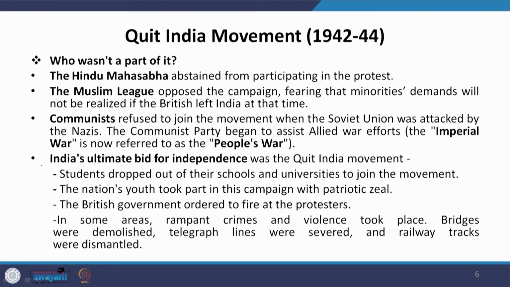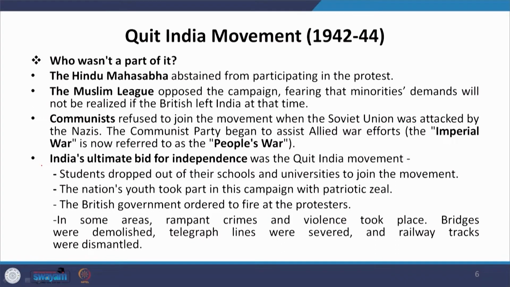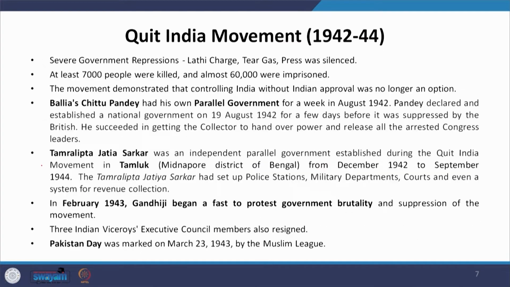India's ultimate bid for independence was the Quit India movement. At that time India saw the masses coming together to support this movement. Students would drop out of their schools and universities to join the protest. The nation's youth took part in this campaign with a lot of patriotic zeal, and the British government ordered fire at the protesters. In some areas rampant crimes and violence were taking place. Bridges were demolished, telegraph lines were severed, and railway tracks were dismantled.